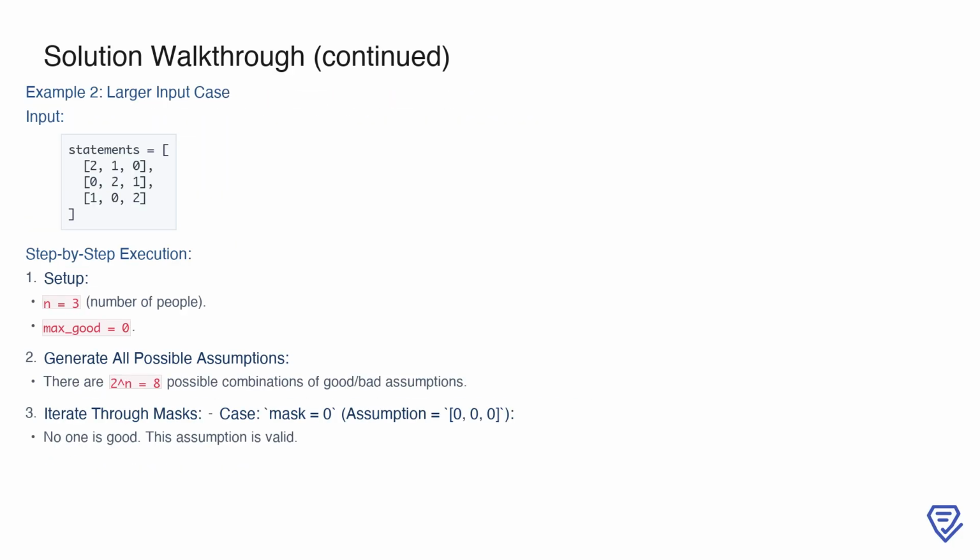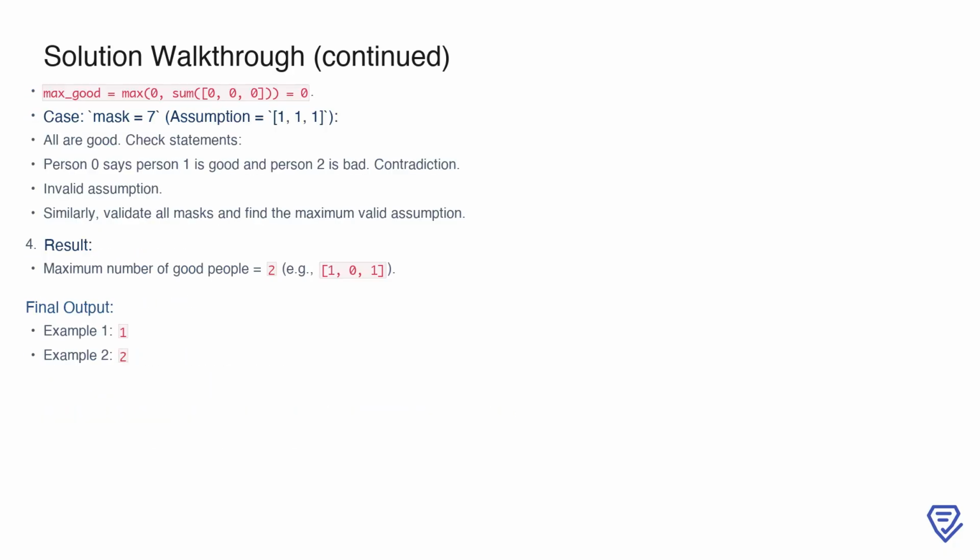In the next example, we consider a larger input with 3 people, where the statements are given as a 3 by 3 matrix. Each row represents what a person says about all 3 people. 2 means no statement, 1 means the person is good, and 0 means the person is bad. Here, n is 3, and we initialize max_good to 0. With 3 people, there are 2 cubed or 8 possible combinations of good and bad assumptions, each represented as a binary mask. We start by evaluating mask equals 0, which assumes 0, 0, 0. Since no one is good, there are no statements to validate, making this assumption valid. The total number of good people is 0, so max_good remains 0.